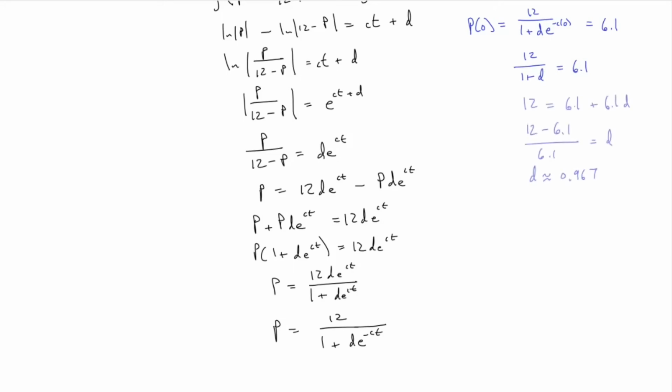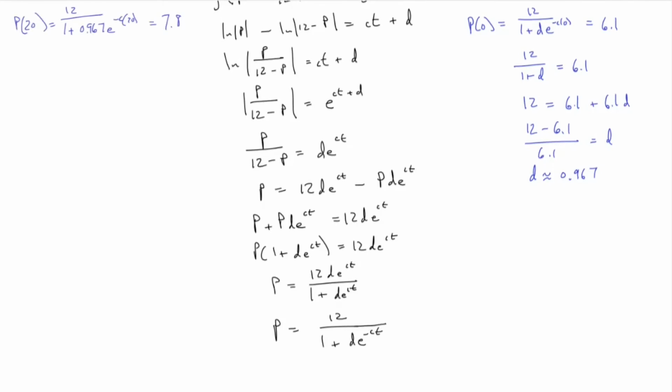I talked about doing some computations with this, but unfortunately I have these two numbers that I don't know, d and c, and so first I have to figure them out. First thing I could do is, I know the population at time 0, so I may as well plug in t equals 0. At t equals 0, the population should be 6.1 billion. And this simplifies to 12 over 1 plus d is equal to 6.1. And you plug that into a calculator and you get that d is approximately equal to 0.967.